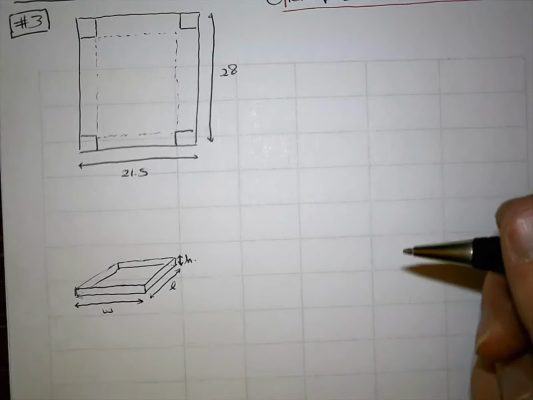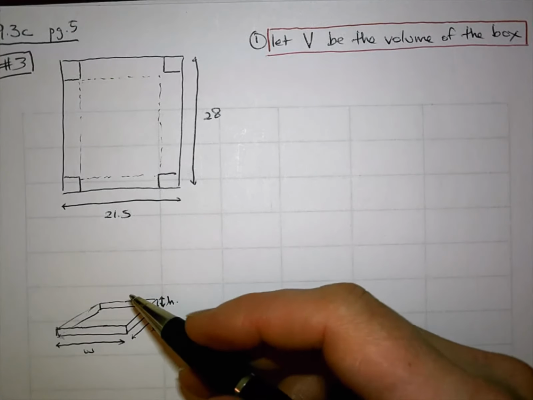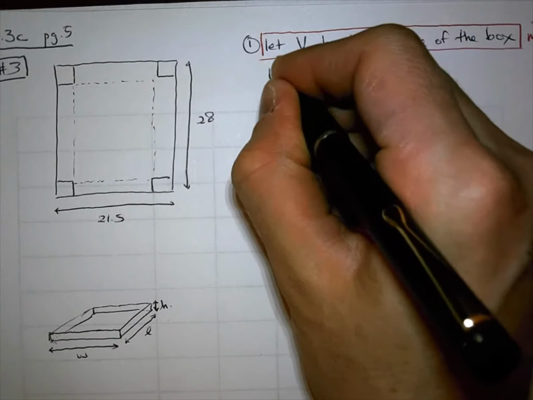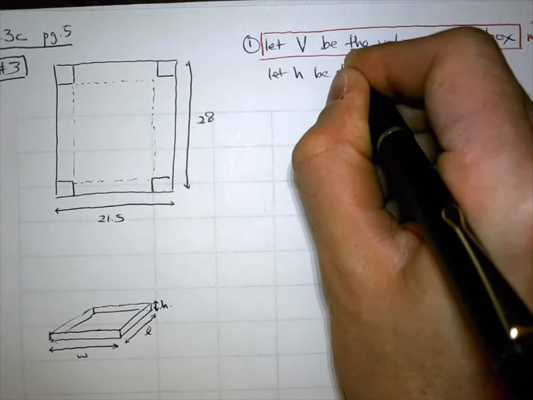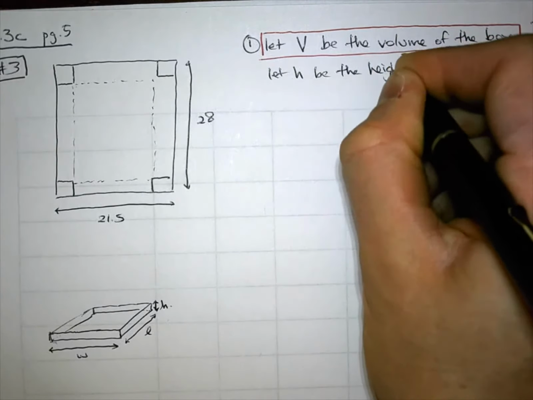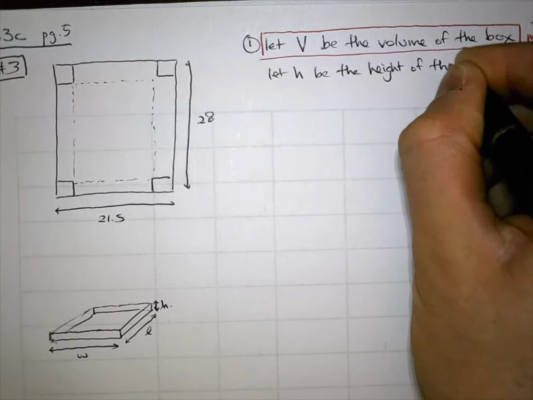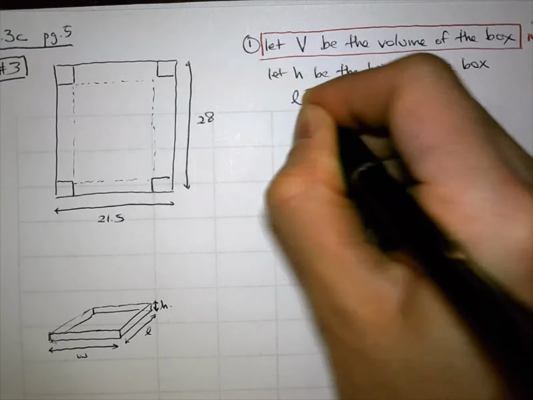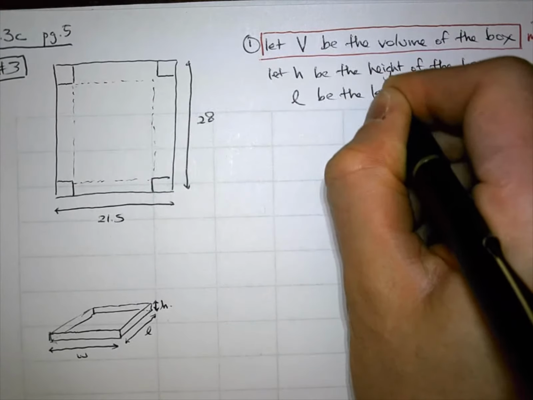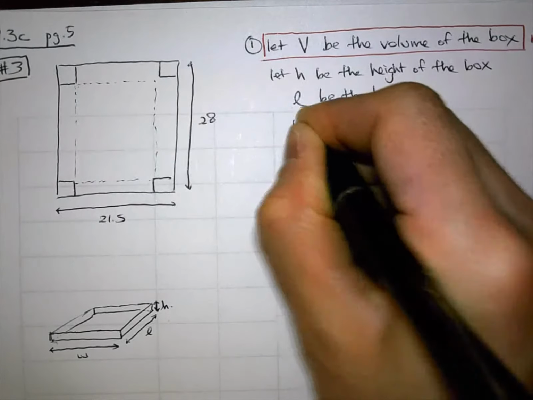So let's actually just define those variables, right? Those are the variables I need. So I have, let h be the height of the box. Let's let L be the length, and let's let W be the width.